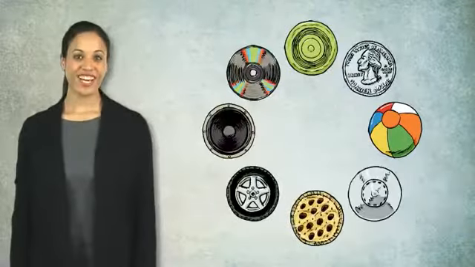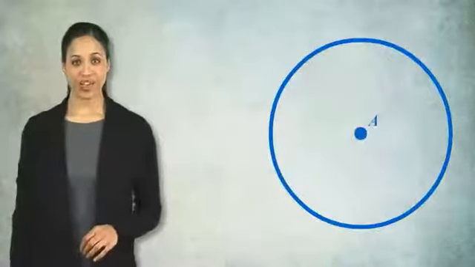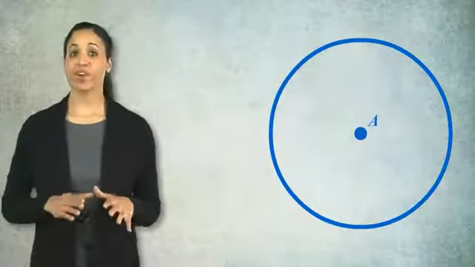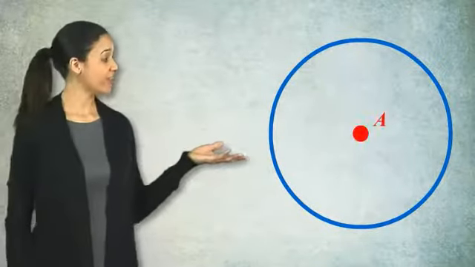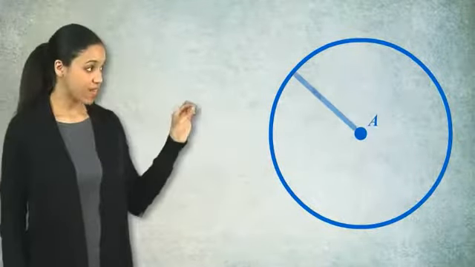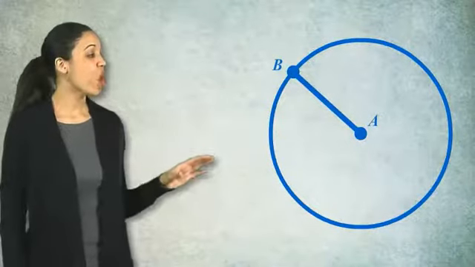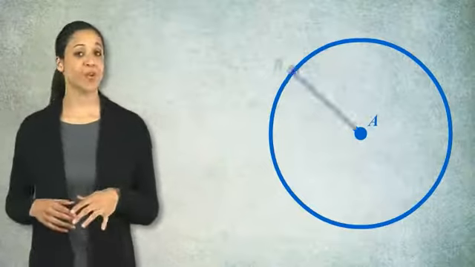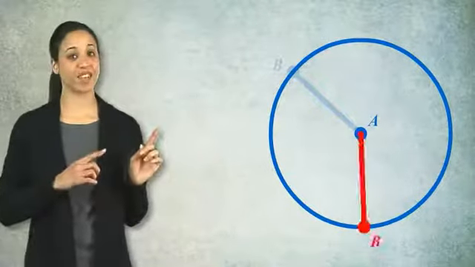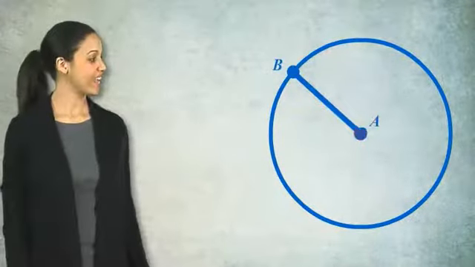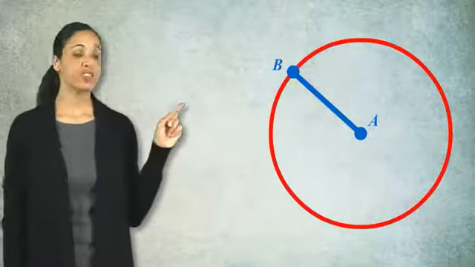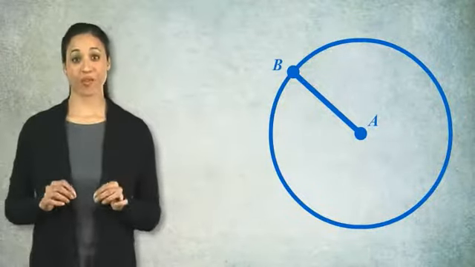A common shape that is all around us is the circle. A circle is a two-dimensional figure that is the set of points that are the same distance away from a given point, like point A. If the length of this line segment represents the distance from point A, we can find all the points that are the same distance away by rotating this line segment around point A. Every point on this circle is the same distance away from the center point.